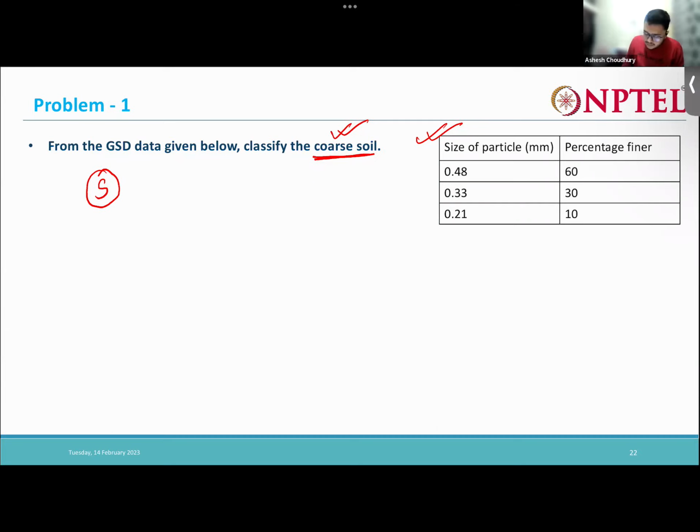Now we need to tell whether it's a well graded soil. Nothing is mentioned about the fines, we don't have data here, right? So let us assume that less than 5% is finer than 75 microns. So first we identified that this is sand. Now we need to tell whether it's well graded or poorly graded.